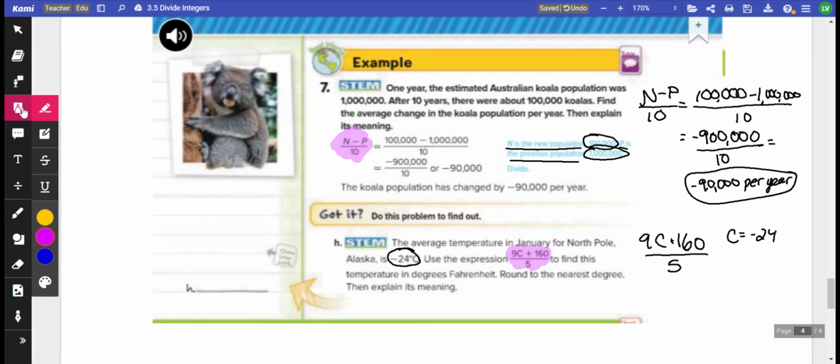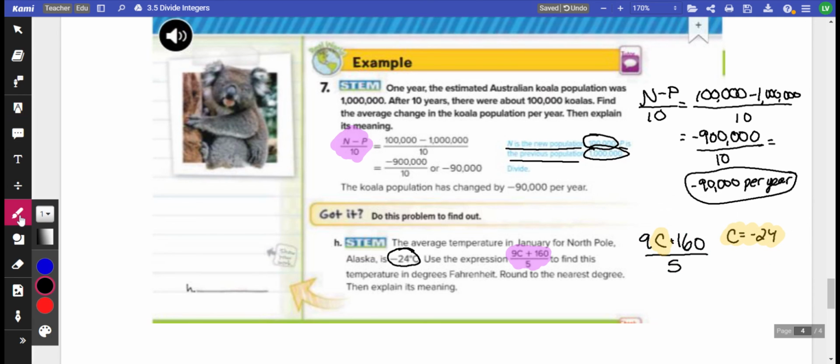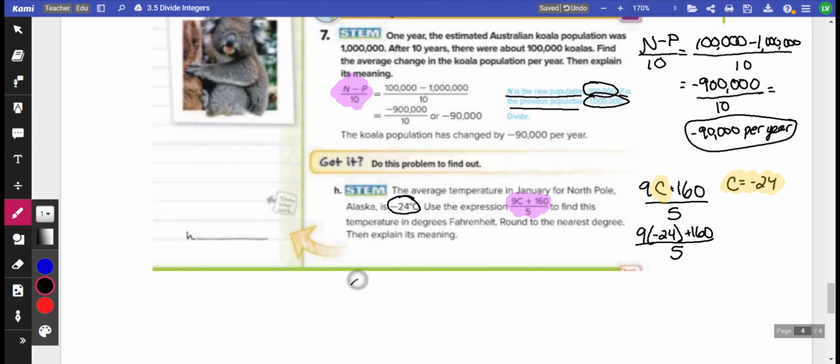So I'm going to take that information of C equals negative 24, and I'm going to plug it in for this right there. All right, so 9 times negative 24 plus 160, divided by 5. So I don't know what 9 times negative 24 is. So I'm going to take 24 times 9 off to the side. And I know that 9 times 4 is 36. 2 times 9 is 18 plus 3 is 21. So that's going to give you 216. But technically you have a negative 24 times a positive 9. So that gives me negative 216.